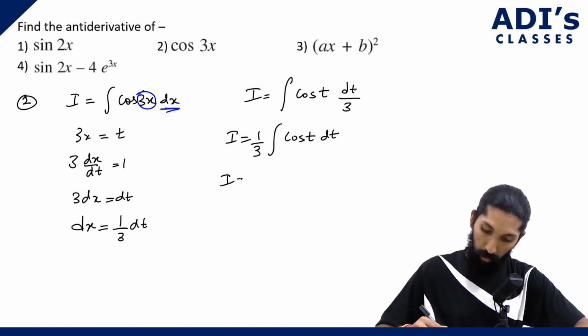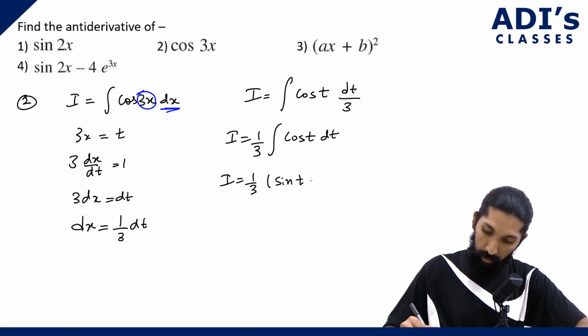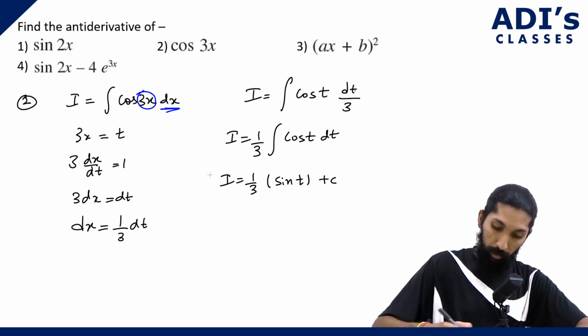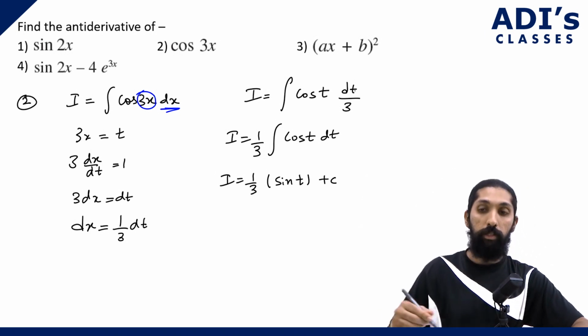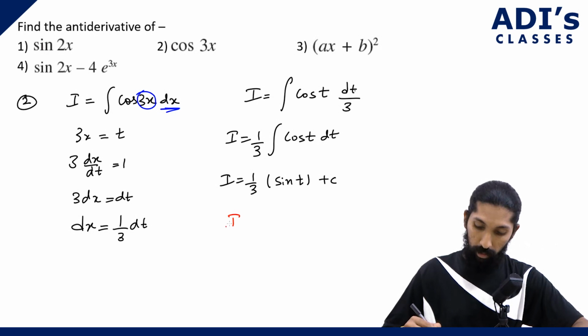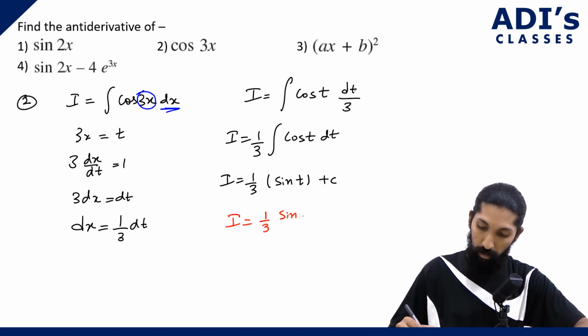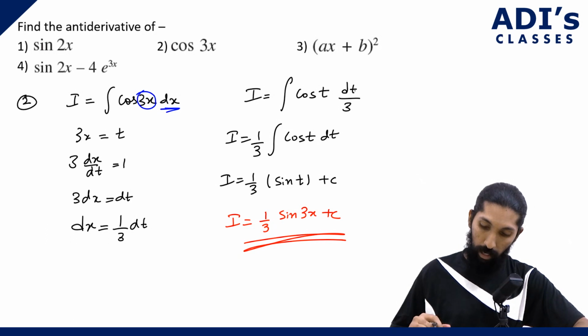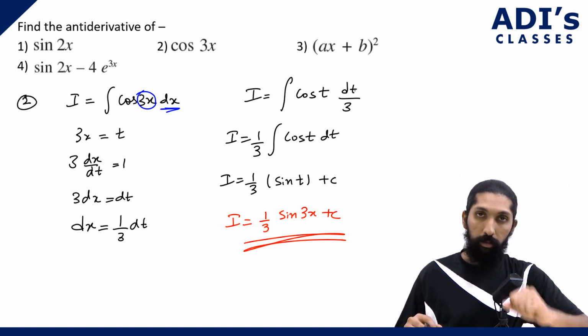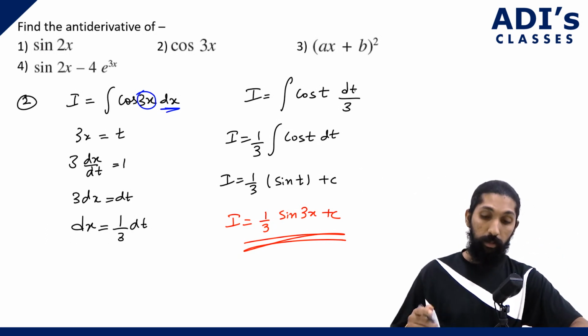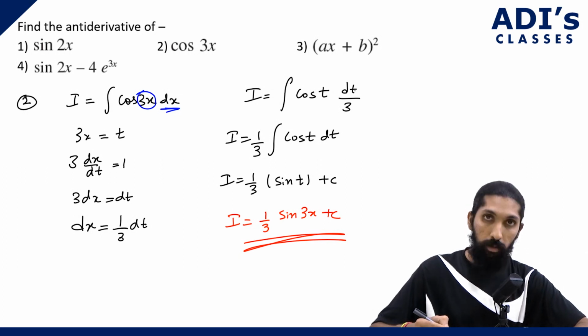So I is equal to 1 by 3 sine t plus c. But what is t? t is equal to 3x. So you can say I is equal to 1 by 3 sine 3x plus c. So this is the answer for the second question. Fair enough. Let's do the next one.